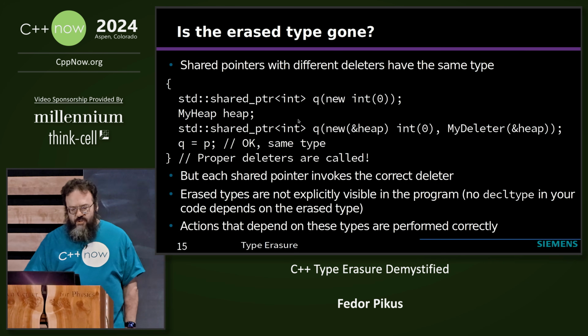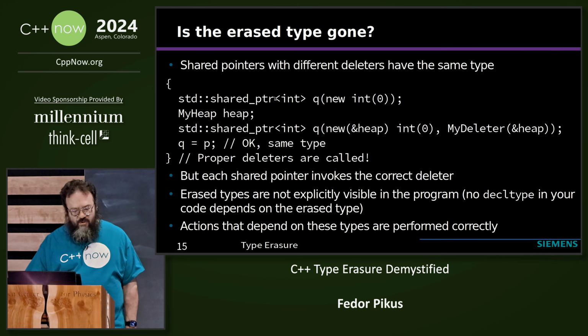So two shared pointers with different deleters, they are the same type, they're assignable. Now this doesn't prove that they're the same type. You could write an assignment operator for different types, but they are the same type. At the same time, at the end here, when they go out of scope, the correct deleter will be activated and executed and delete your object the right way, even though it's not part of the type.